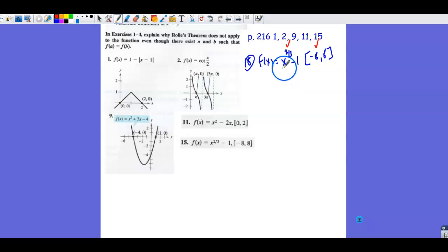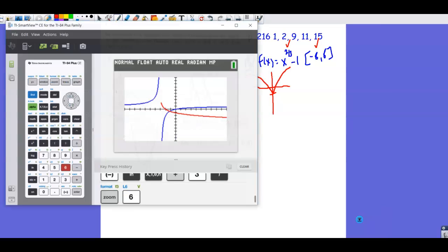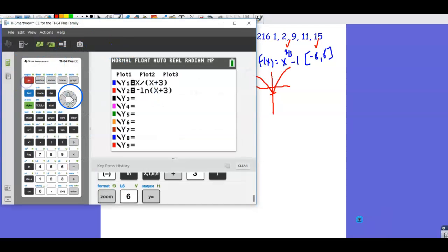Now, we have to be careful because x to the 2/3 power is our bird function. So if you take a look at this on your graphing calculator, shifted down 1 unit, it will look like that. And so that's going to be a problem. I'll confirm that for you by looking at the calculator since I have it pulled up right here.